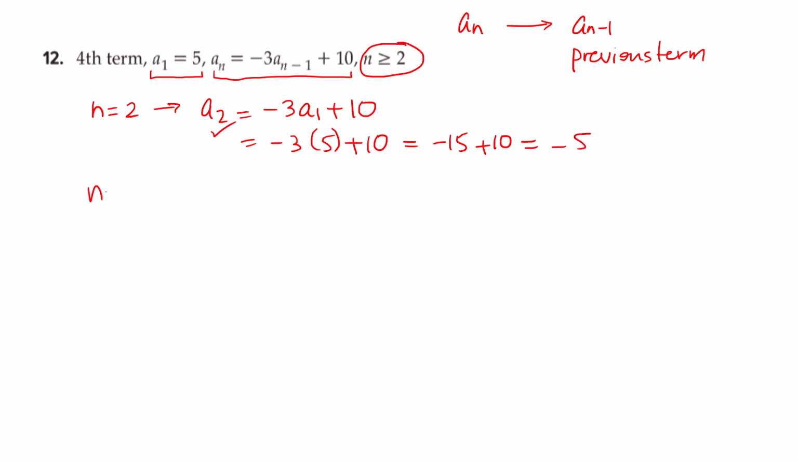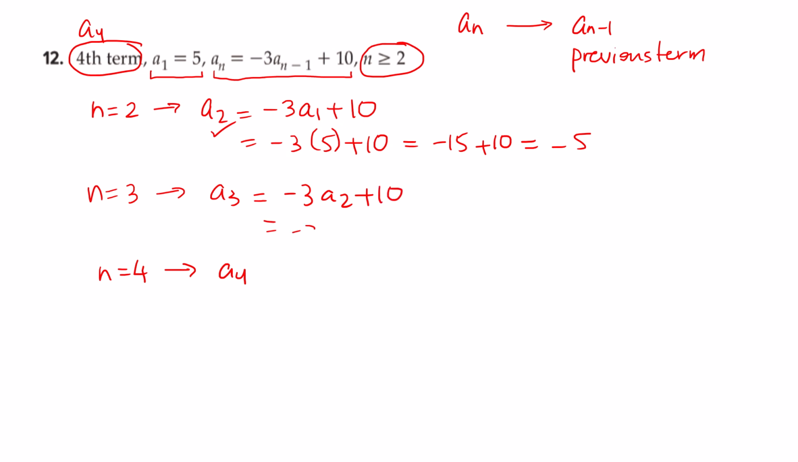Next we will find a3. Which term do we have to find? We have to find the fourth term, or a4. So I'm going to continue and repeat this till I get my a4. So let's get a3. For a3, the previous term is a2. I'm putting it in this formula for an, the recursive formula. Put the value of a2, solve. So this is plus 15 plus 10, 25.